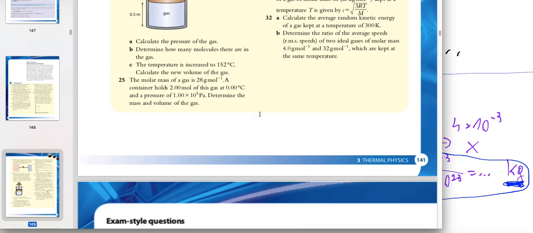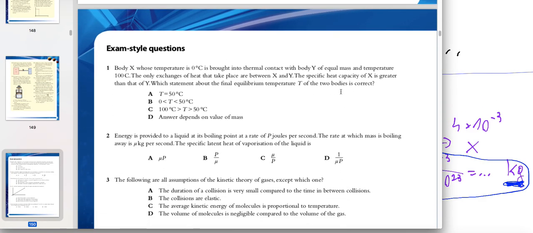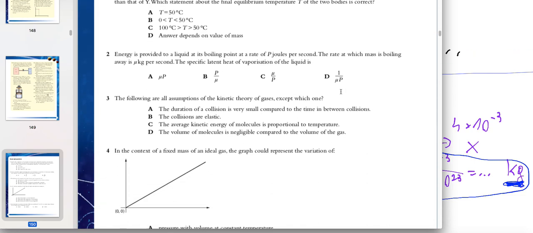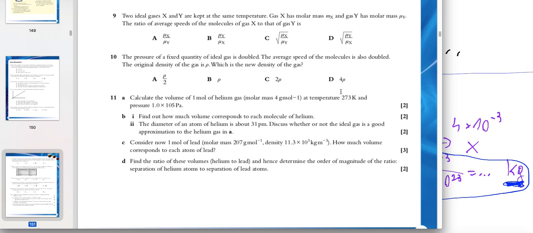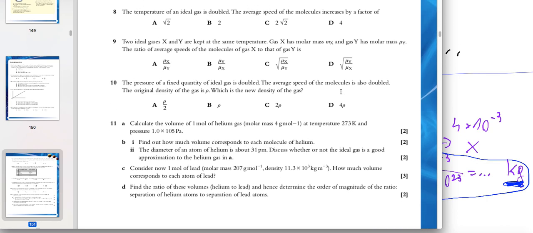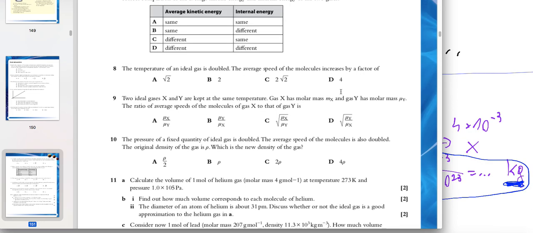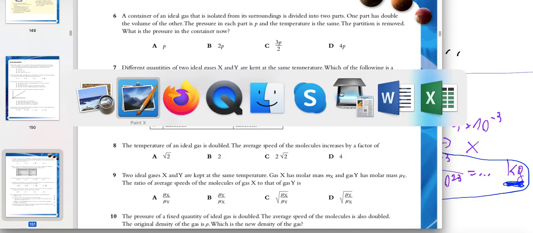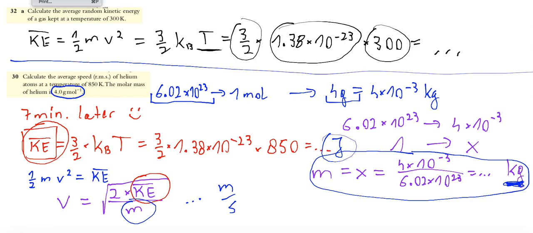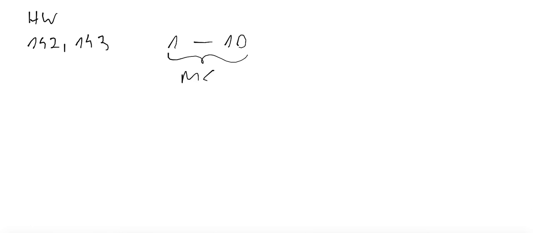And as you see, we've finished the chapter. So now your homework is to do the first 10 exercises, A, B, C, D, so multiple choice exercises. It's Tsokos page number 142 and 143. Okay, so homework: Tsokos 142, 143, exercises from 1 to 10, all multiple choice.